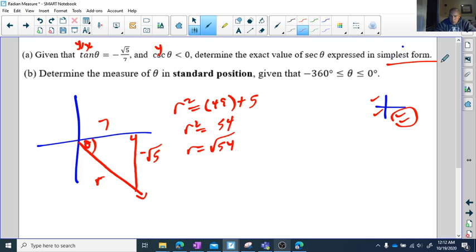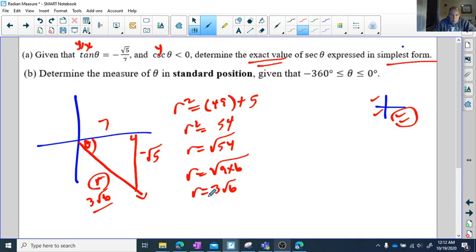Now notice it said here simplest form. This is the reason it said that. We learned in radicals in Pre-Calc 11, you cannot leave it like that. So that's 9 times 6, right? Square root 9 times 6. That would be 3 radical 6. So this side, the exact value, they don't want you to put that in your calculator and figure out what it is. When it says exact, it's that.